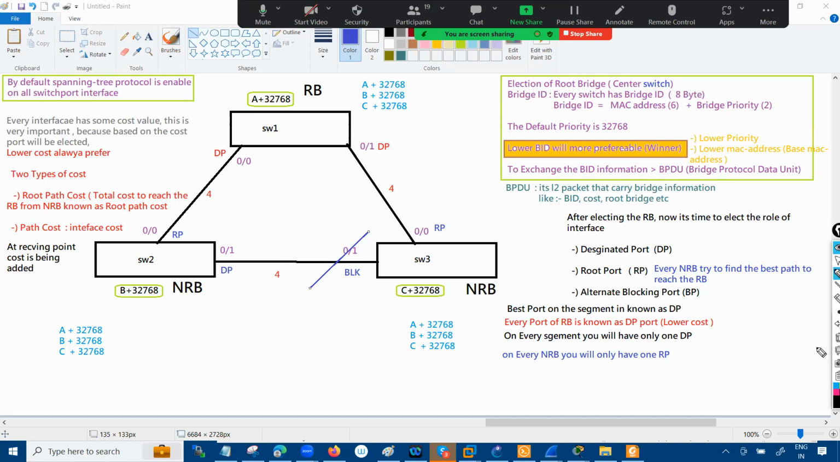So the logical topology for this will be what? Let me create the logical topology for you guys, then you will understand more clearly. This is the physical topology. The logical topology will have switch 2, switch 3, switch 1, and switch 3. So the logical topology will be like this. That's my logical one.